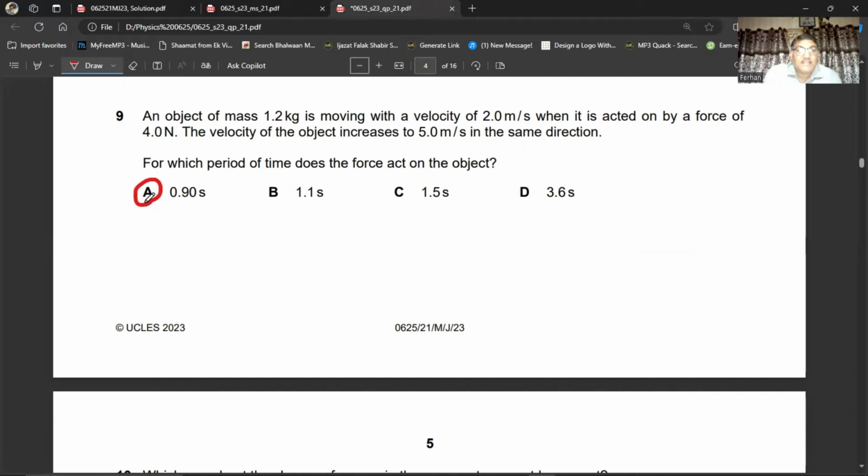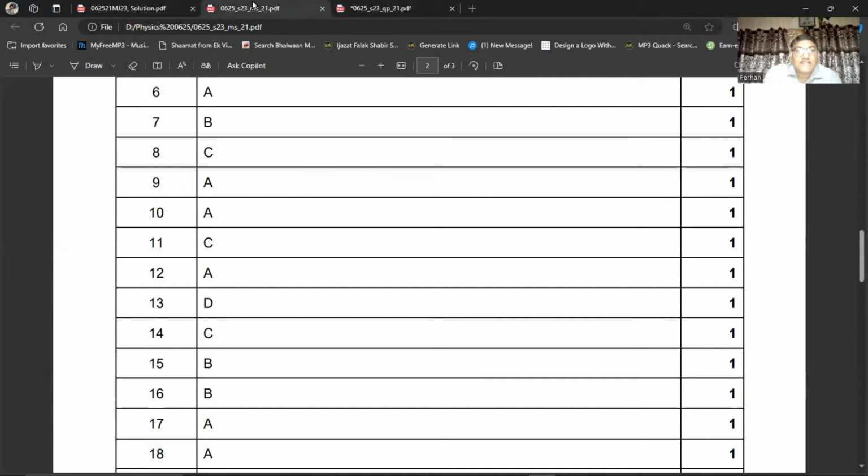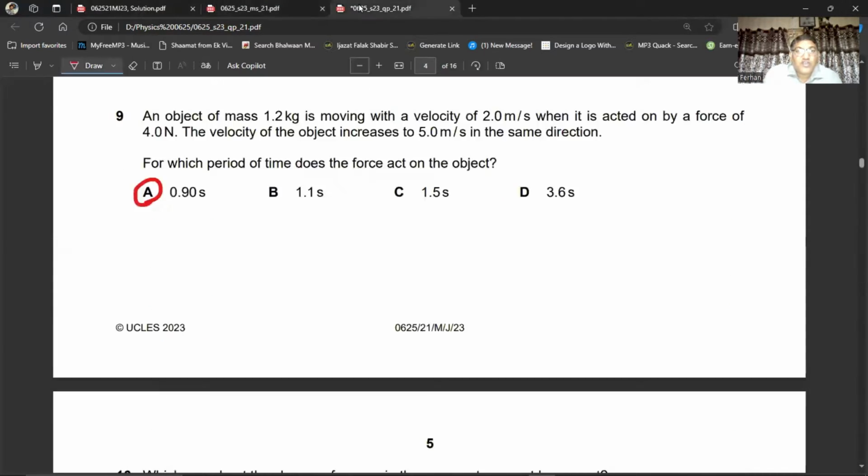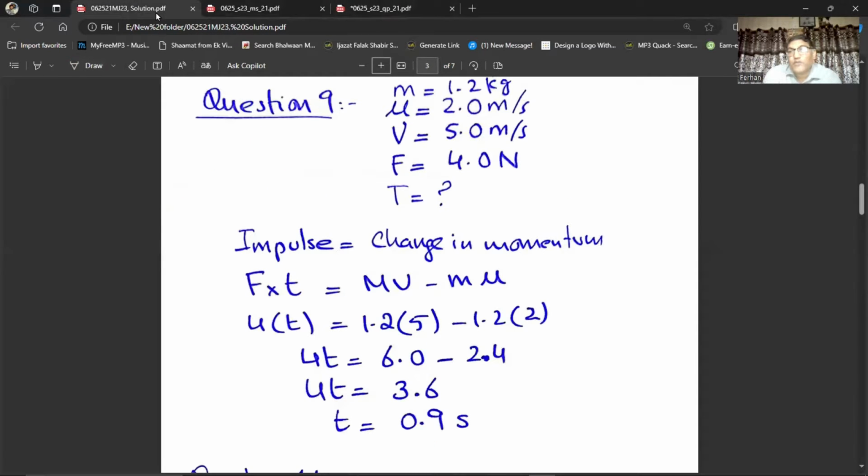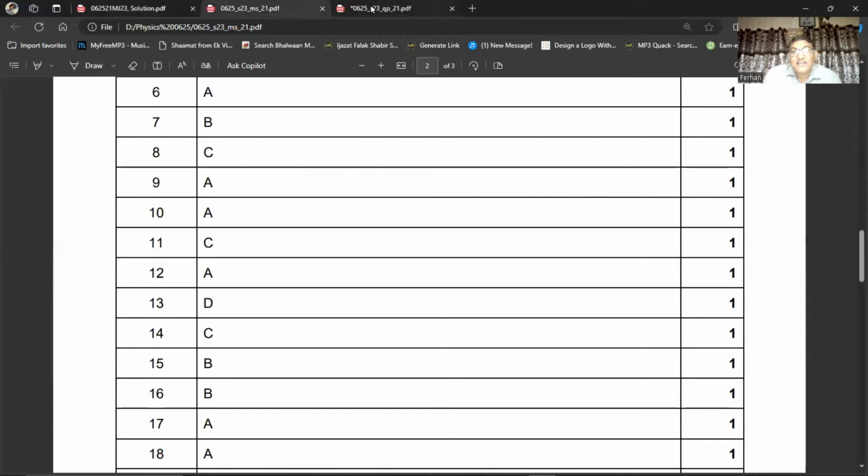So I think A is the option. Question number 9, A is the right option, sir. So this is how we have solved it. I hope you understand impulse, both the formulae of the impulse.